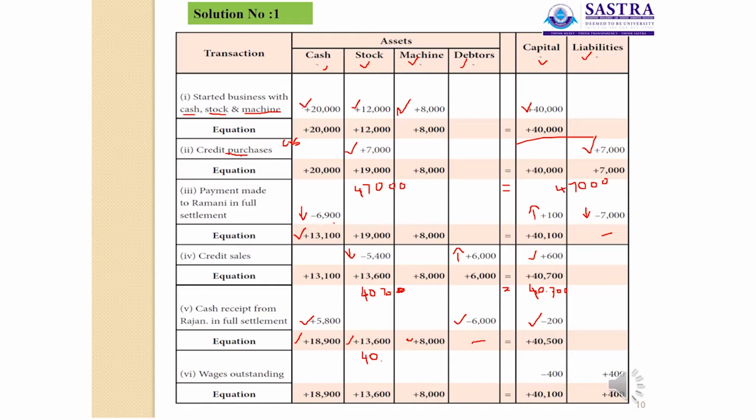So the total value of the asset side is 40,500, and 40,500 is equal to 40,500. So the accounting equation is proved here. The same amount, so assets are equal to liabilities. 40,500 is the value of assets. Similarly, 40,500 is the value of liabilities. Now the accounting equation is proved.